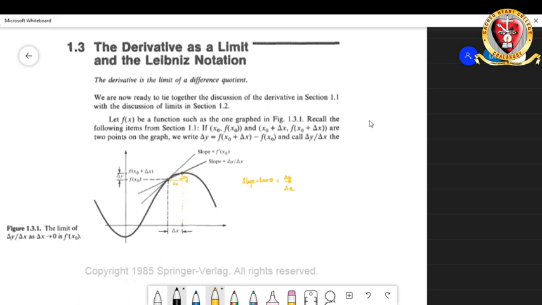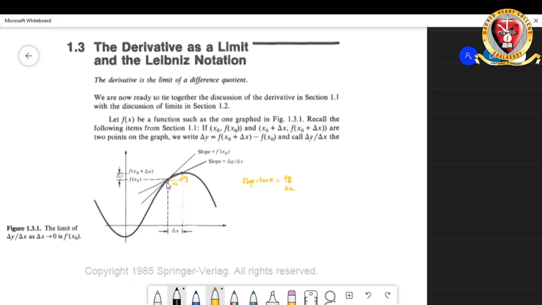Earlier you had encountered the difference quotient when you had a point, ordered pair x naught comma f of x naught, and another point, ordered pair x naught plus delta x comma f of x naught plus delta x. So here you can see the points here. Suppose the point which you are seeing with the cursor is the ordered pair x naught, f of x naught, and the second point is the ordered pair x naught plus delta x comma f of x naught plus delta x.